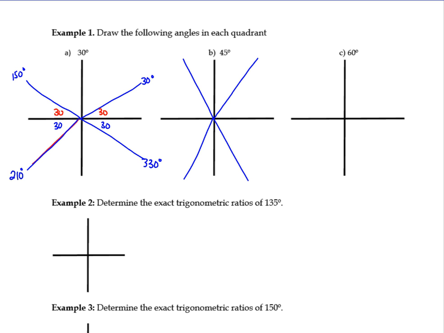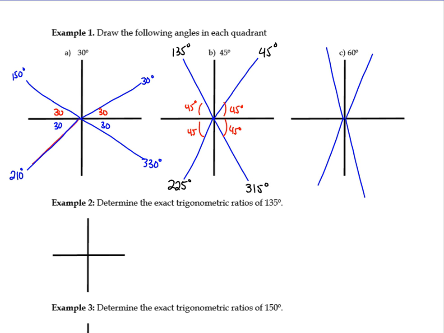Okay. 45 degrees. All 4 angles that have a reference angle of 45. First one, 45. What's the second one? 135. Yeah, 180 minus. What's 180 plus 45? 225. And 360 minus 45 is 315. And then last are 60-degree angles. So all 4 angles that have a reference of 60 degrees.